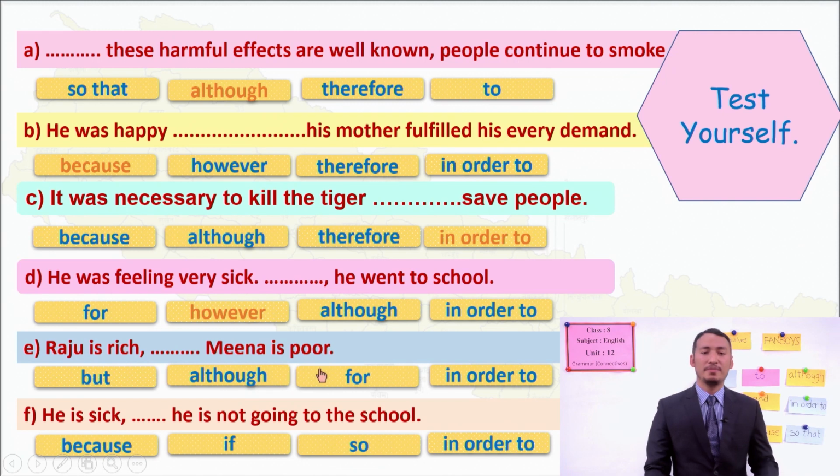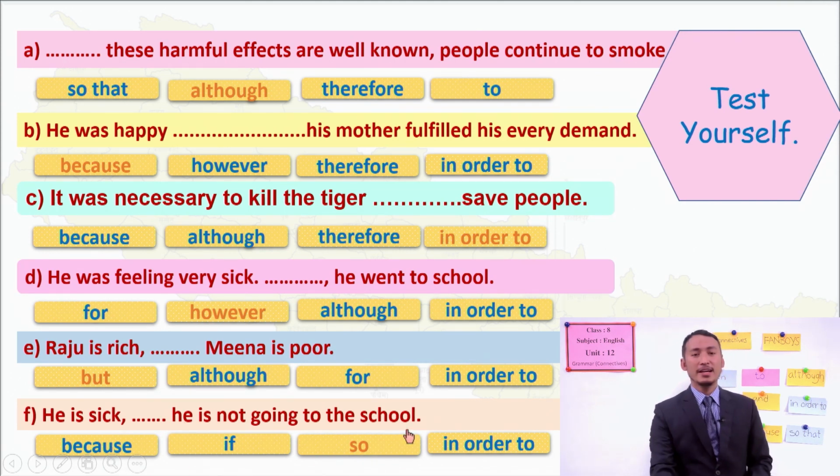Raju is rich, Meena is poor. Here again we have seen contrast, so we can see, but, for showing the contrast. He is sick, he is not going to the school. Here is the reason why he is not going to the school. So which one shows the reason? Can you guess? Yes, here, so he is not going to the school.